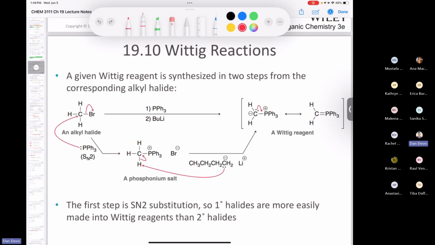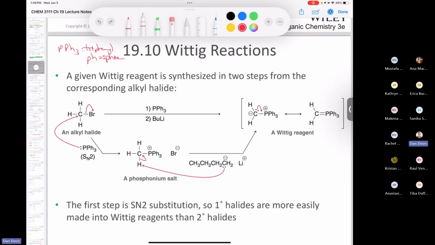PPh3, this is called triphenyl, right? Three phenyls, triphenyl, and it's got a phosphorus, so it's a phosphine. So triphenylphosphine, okay? Well, you can see that triphenylphosphine has a lone pair on the phosphorus. It's a good nucleophile. If you have methyl bromide, that's a really good electrophile. You get an SN2, and then you would end up forming this salt, okay?